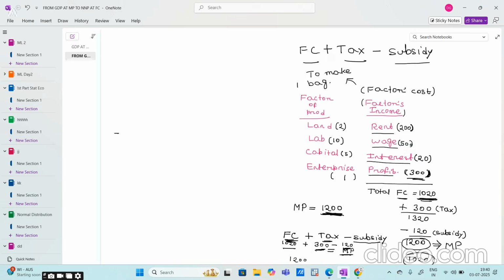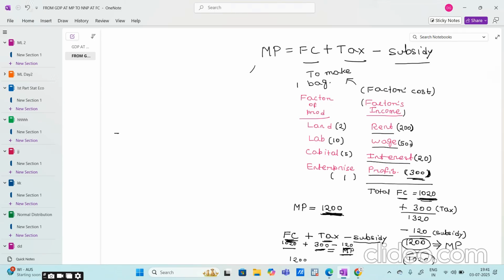Because the company thinks that the government has given us some amount of subsidy, and that subsidy will not be included in the market price as that money is being received by us. So we should exclude it. We should not put it in the market price. So if we add tax with the factor cost and subtract subsidy from it, we are getting market price. Now as I have shown it from the numerical example also, so this is clear.